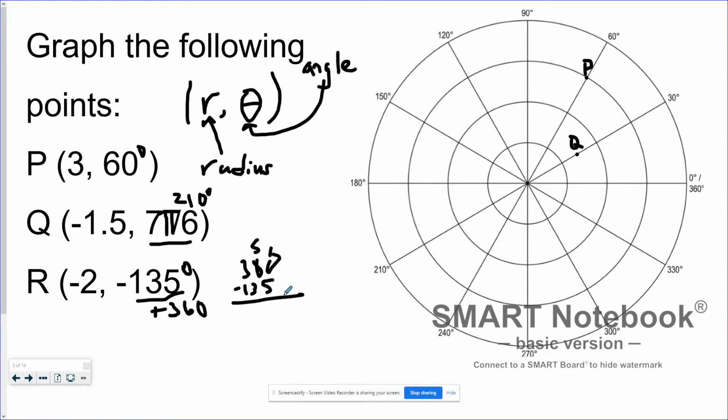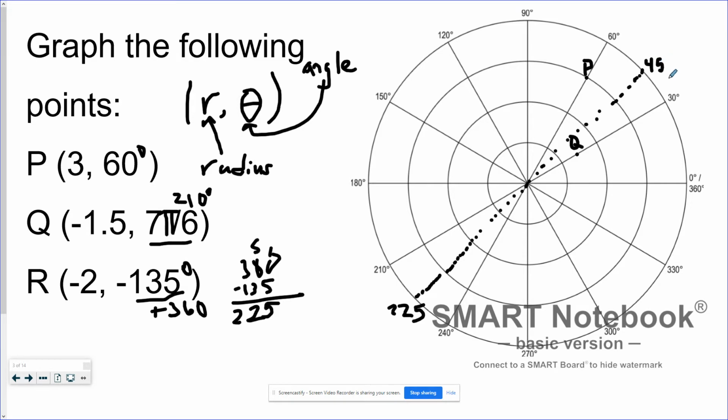So that's 5, that's 10, 5, 2, 225. So 225 is not on the unit circle or on our circle here, but 225 is this. And again, excuse my poor drawing, but you get the point here. So 225 is this imaginary line in between here, 225. And then it also goes this direction.